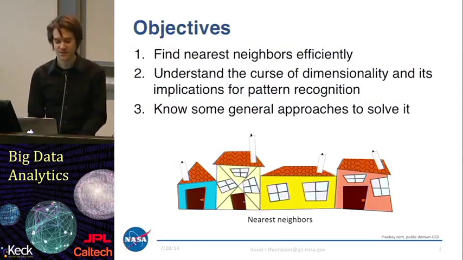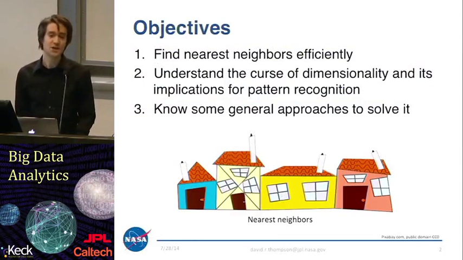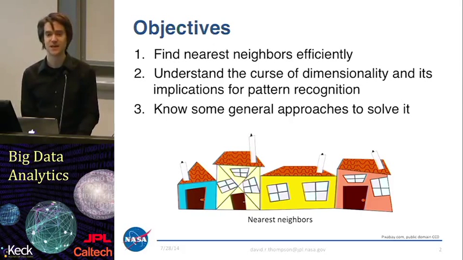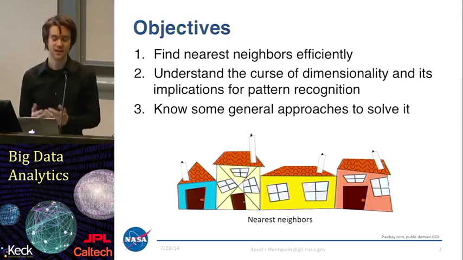All right, so the objectives of this lecture are to know how to find nearest neighbors efficiently. This is something that I really glossed over in the last slides, but as we start moving away from toy examples, this question will become more and more important, the notion of how to perform these calculations in an efficient manner. Because in a lot of cases, the naive approach really doesn't work very well.